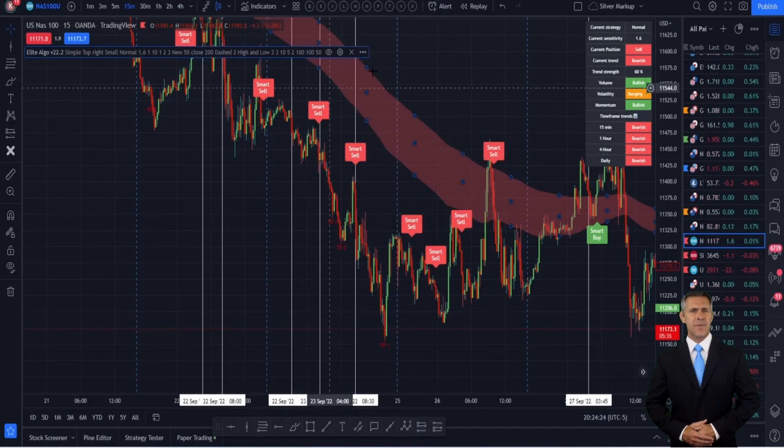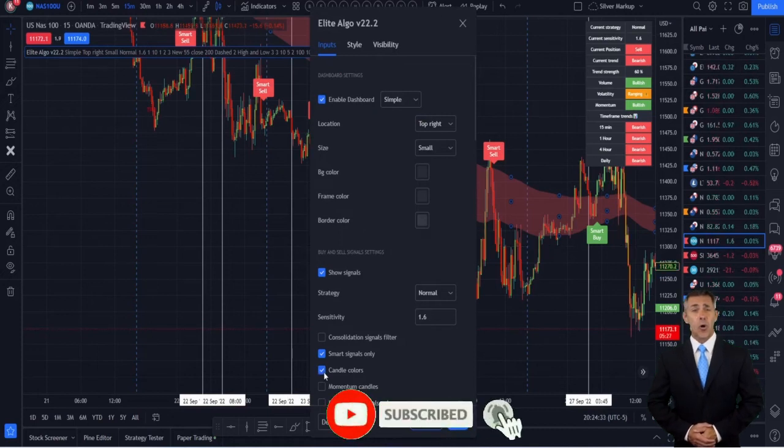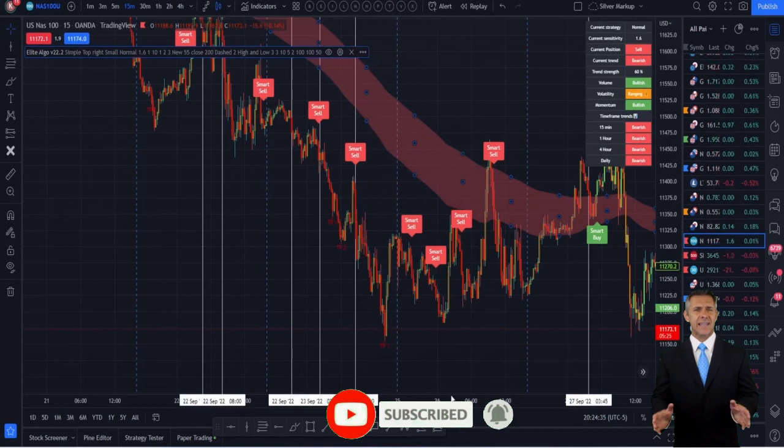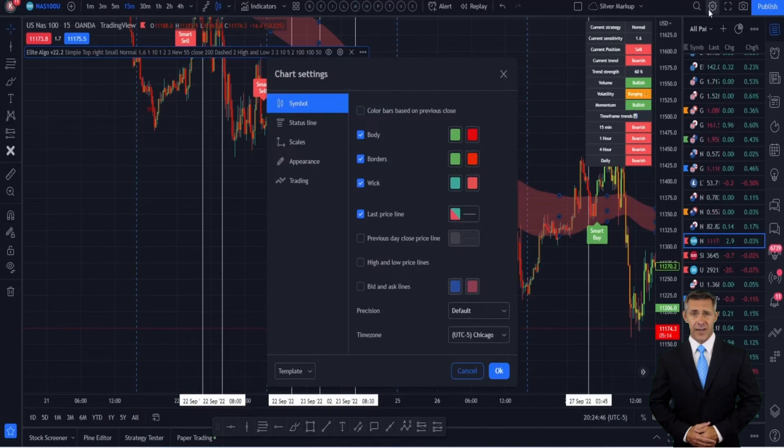Then you also have the candle colors. You can have it go based off a trend, and it'll tell you what the trend is just based off the color of the candles. What you're going to see when you first do it is probably not going to look correct, because you have to actually change the candle settings on TradingView for it to show.